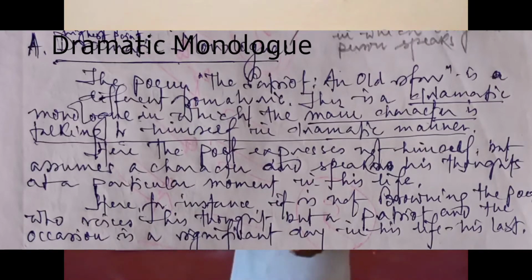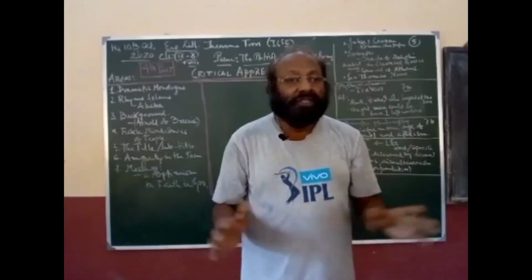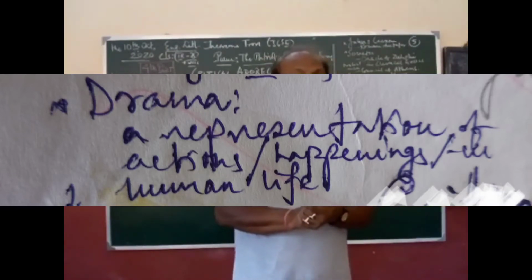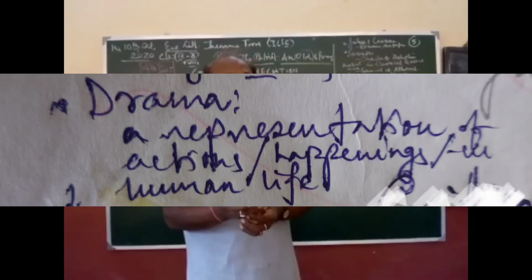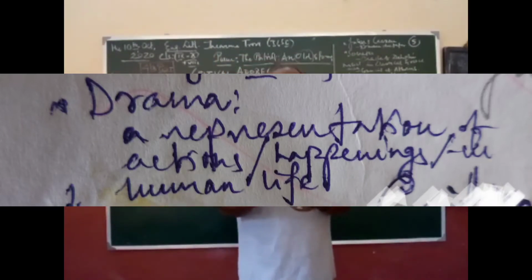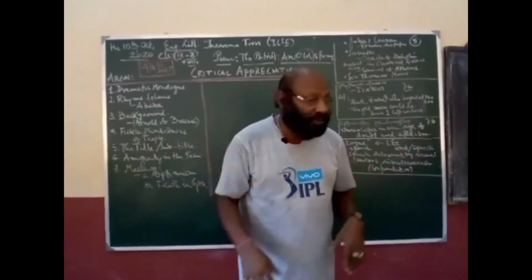Dramatic, it is dramatic. What is dramatic? It is an adjective of the noun drama. What is a drama? Drama is a presentation. A drama may be defined or considered as a presentation of some actions. That is drama. I think everybody is quite aware of the term, but some may not be aware of the definition.